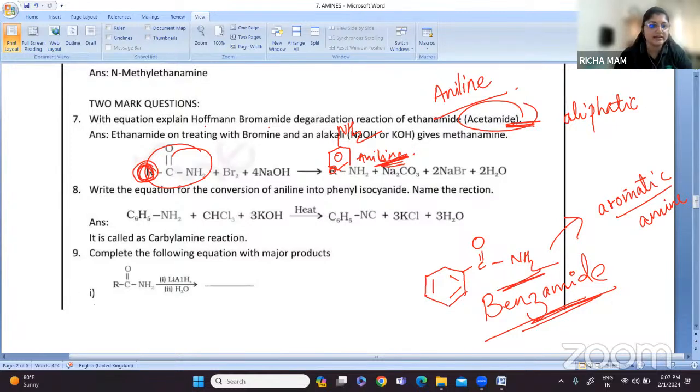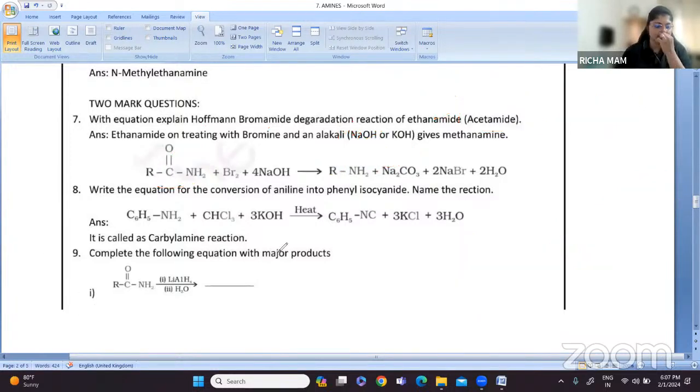I hope it is clear. Shall we proceed further? Yes, the Hofmann bromamide degradation reaction is clear, students. Is it clear?